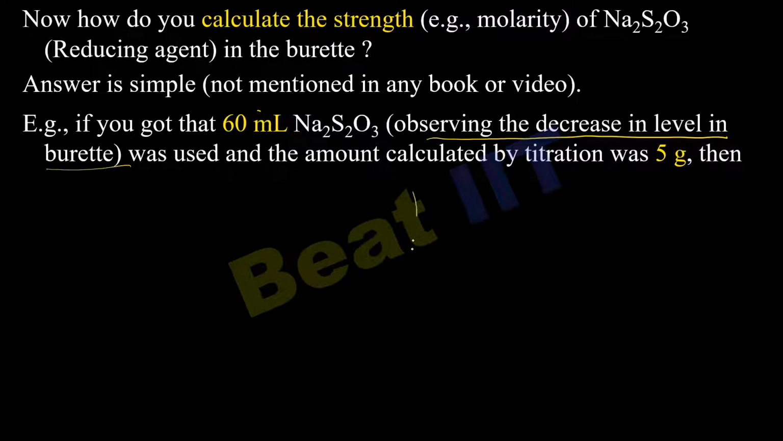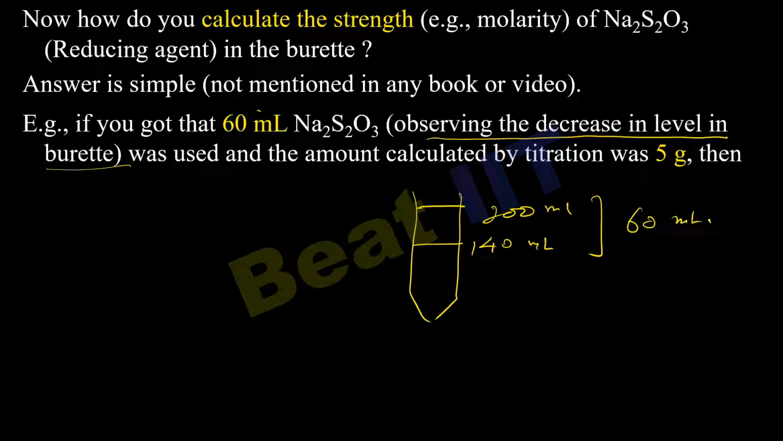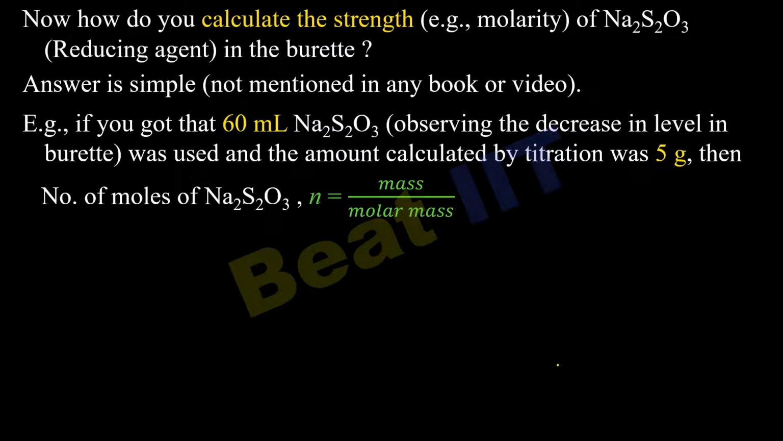So initially in the burette, if you had 200 ml and then the moment endpoint reached, you had 140 ml, it means 60 ml used. And suppose the amount dissolved in the 60 ml of Na2S2O3 was 5 gram. Then the number of moles of Na2S2O3 will be its mass used divided by its molar mass.